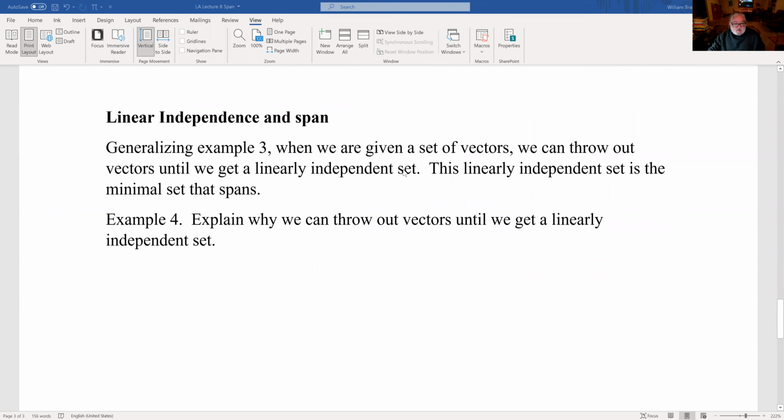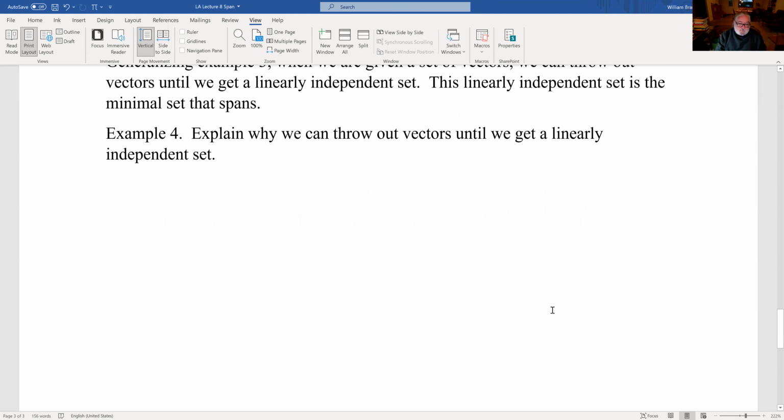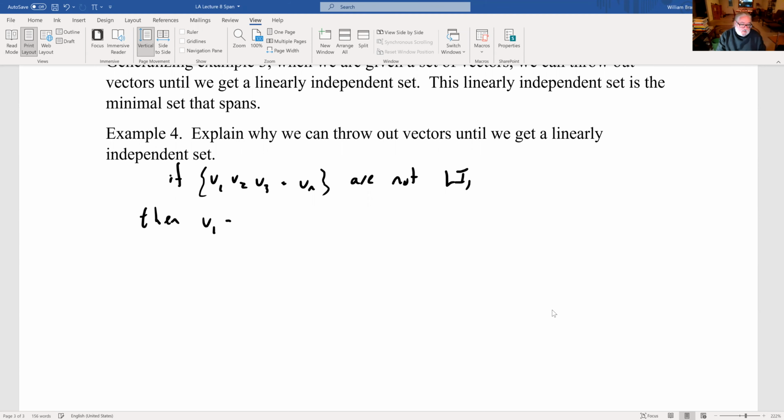So linear independence and span: if you're given a set of vectors, you can throw out vectors until you get a linearly independent set. So if you remember from the example above, we had W1, W2, and W3. And since W3 was a linear combination of W1 and W2, the span of the 3 vectors together was just the same thing as the span of W1 and W2. So if we have a bunch of vectors, and they're not linearly independent, then you can pick one of them, say V1, and that'll be equal to a linear combination of the others.